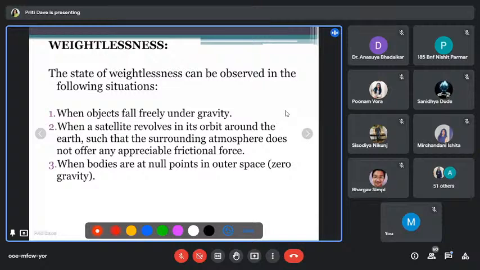Weightlessness. The state of weightlessness can be observed when a body is obviously falling freely. Can anybody give me an example of weightlessness or the state of weightlessness in our day-to-day lives? Where do you feel that? All youngsters should be knowing. Any one of you?